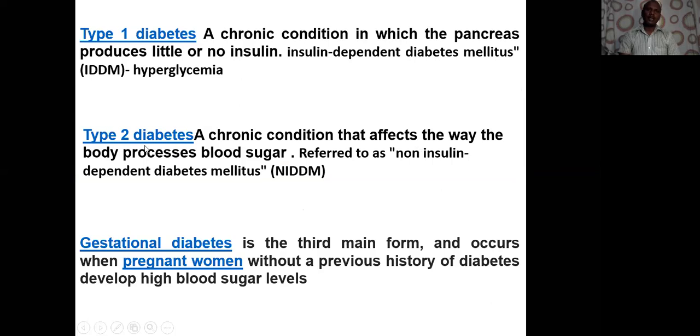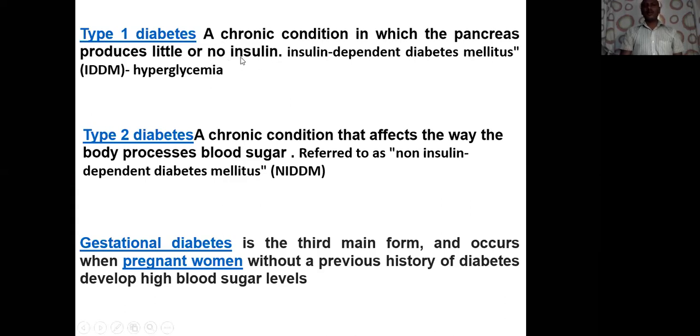So diabetes, generally diabetes mellitus, we have discussed, is increased glucose levels. You can say type 1 diabetes, which is insulin dependent diabetes, or hyperglycemia. And type 2 diabetes, where there is little production of insulin, or no insulin. In type 1 diabetes, insulin is not produced.